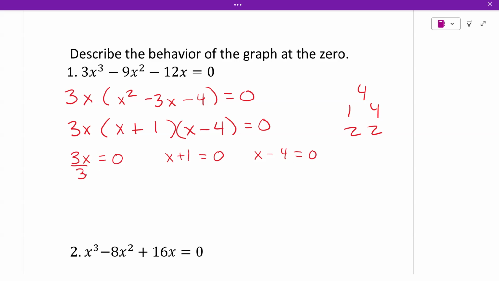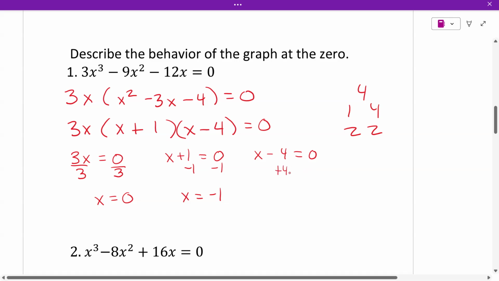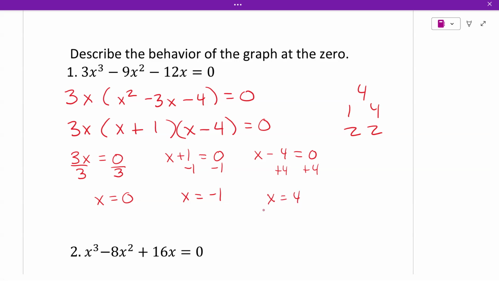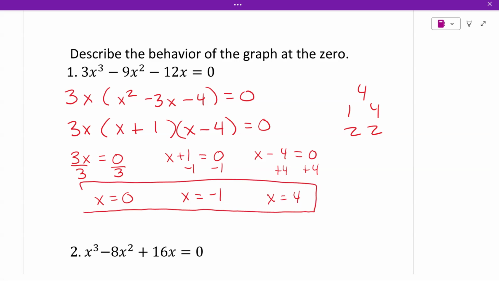Then solve them. Divide by 3, x equals 0. Subtract 1, x equals negative 1. Add 4, x equals 4. You see 3 answers. The degree is 3 on the equation, so we should have 3 answers. So, how many times do you see a 0? 1. How many times do you see a negative 1? 1. How many times do you see a 4? 1. Okay? So they each have a multiplicity of 1.